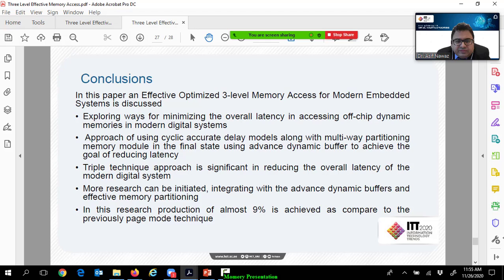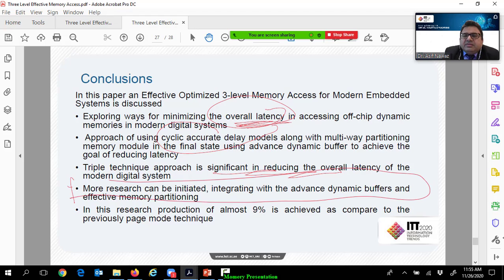So conclusions, that we need to explore ways to reduce the latency. This is important. Again, I'm saying this is important. Latency in the chip is important for the whole of the IoT and the whole of the virtuality and the off-the-shelf, on-the-ground sensor applications. And you need to use cycle-accurate delay models. We did that, and we have a significant reduction in latency, and more research can be done so that you can reduce the cost as well or the size as well. And the research produced almost 9% improvement as compared to the previous model techniques.